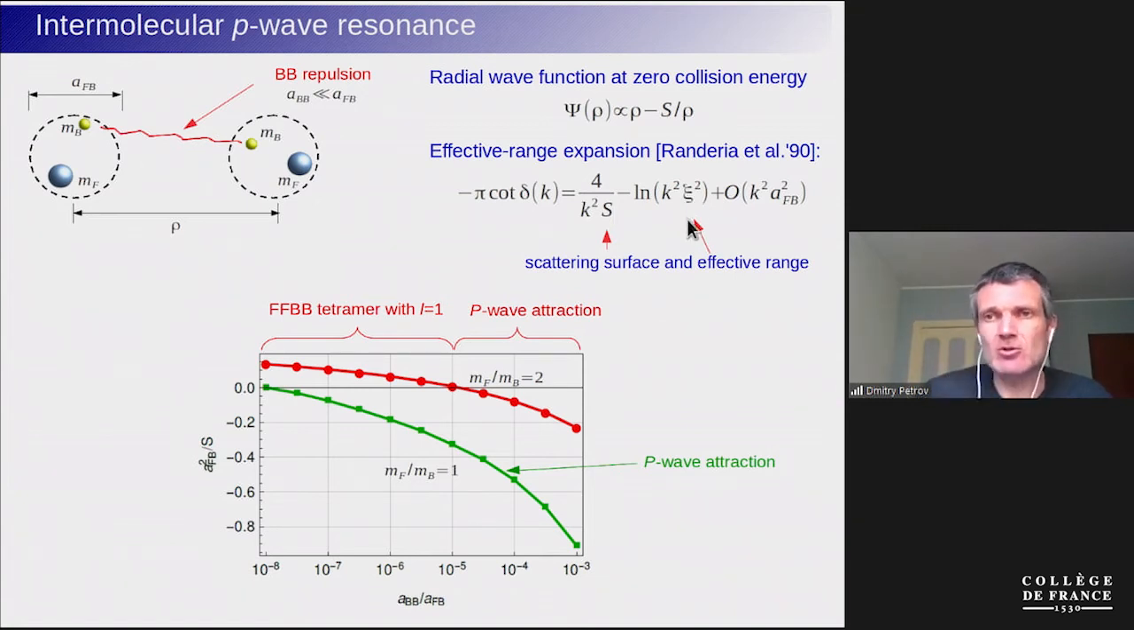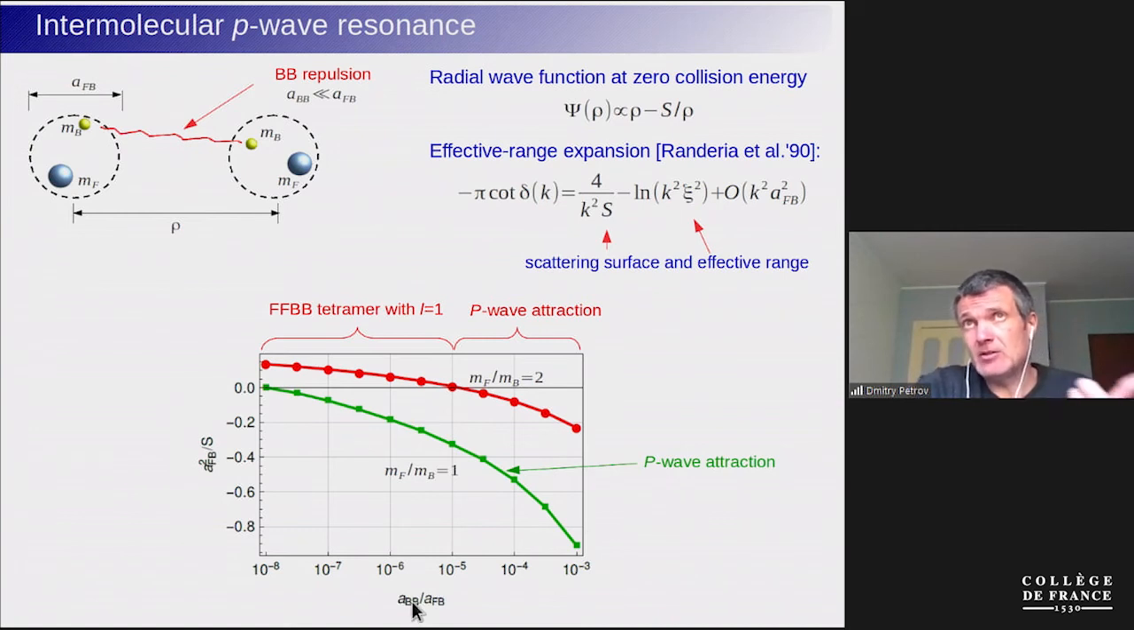And we actually do not solve the scattering problem. We solve for the energy of four particles in a parabolic potential, and we use the formula of Doherty-Blume to get from the spectrum of the system in the parabolic potential to the scattering parameters, to the scattering surface. And this is the result of our calculations for two different mass ratios, 1 and 2. For the mass ratio 2, we see a tetramer state. Here I plot 1 over S as a function of the ratio between the Bose-Bose and Fermi-Bose scattering lengths.